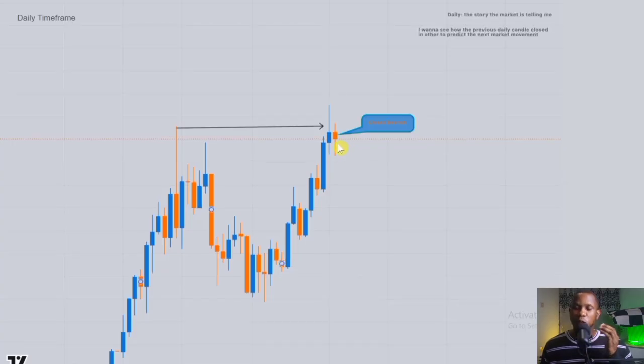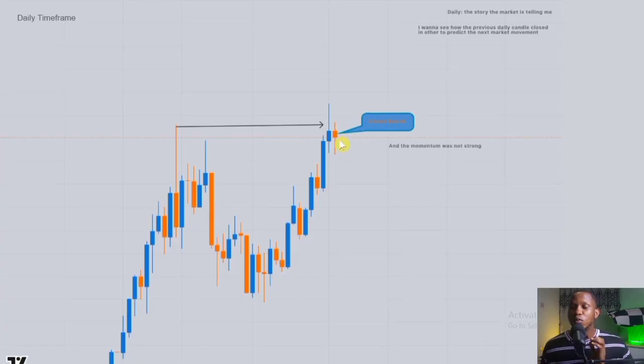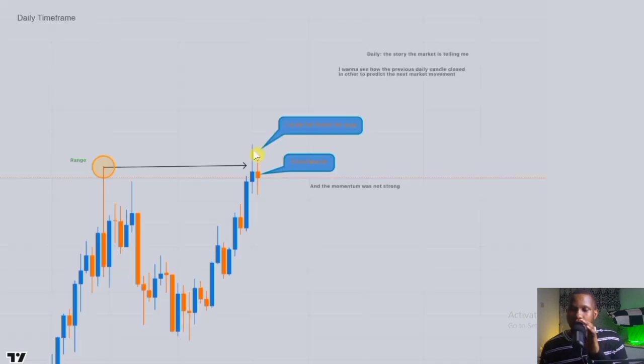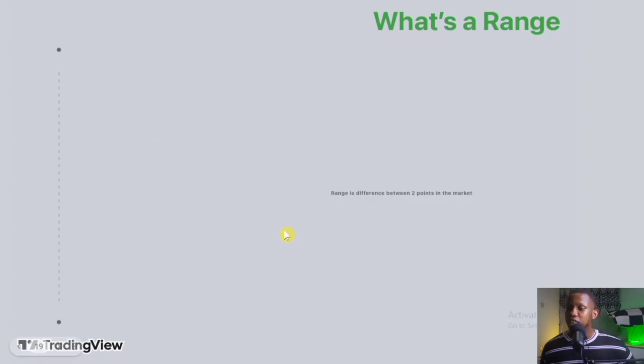Number one thing I note from this candle is that it closed bearish, and the momentum of the candle wasn't even strong. What I mean by momentum is how large a candle closes. Now this is a large momentum candle and this is a small momentum candle, guys. Again, if you look at this candle, it created this range right here. Now range is the difference between two points in the market. So here is the range.